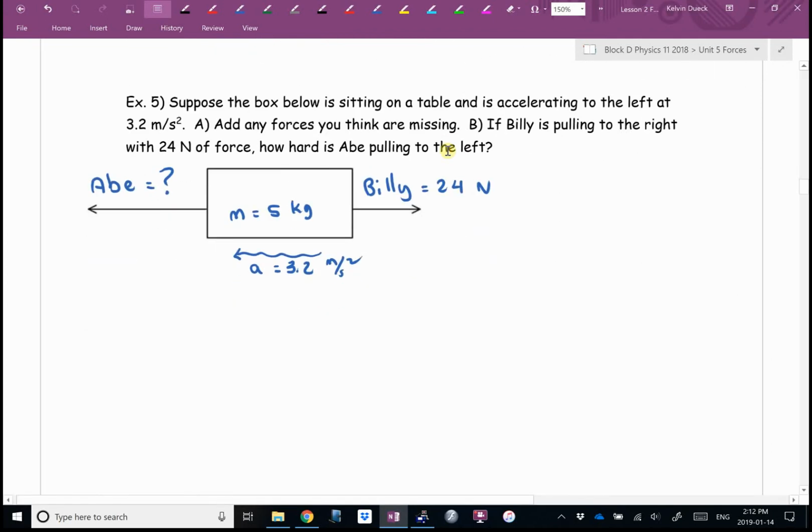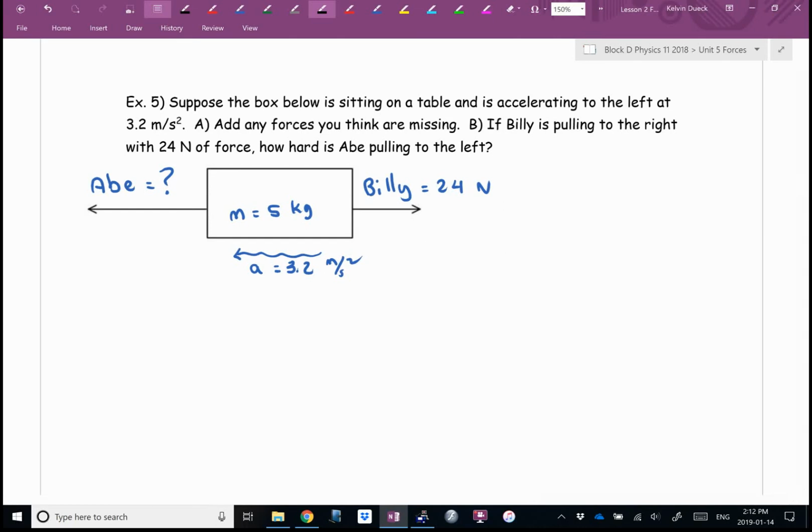Suppose the box below is sitting on a table and it's accelerating to the left at 3.2 meters per second squared. Add any forces that you... So I got Abe pulling to the left. I got Billy pulling to the right. I think I'm going to use a capital A for Abe as my abbreviation. I think I'll use a capital B for Billy, and yes, that's why I picked those names, so I can have force A and force B.